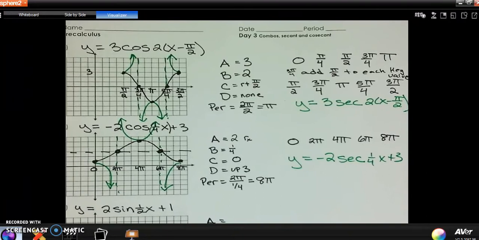And those are two examples of how you take a combination of transformations on a cosine curve, and then you can also drop in your secant.